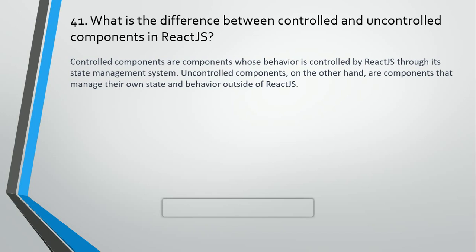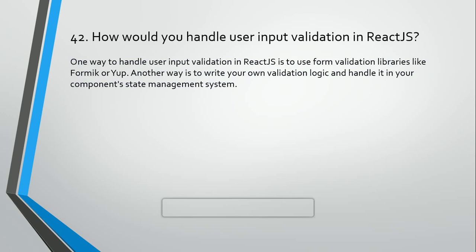So look, uncontrolled components, on the other hand, are components that manage their own state and behavior outside of React.js. Question number 12: how would you handle user input validation in React.js? One way to handle user input validation in React.js is to use form validation libraries like Formik or Yup. So if you have not used these libraries, Formik or Yup, then use them.